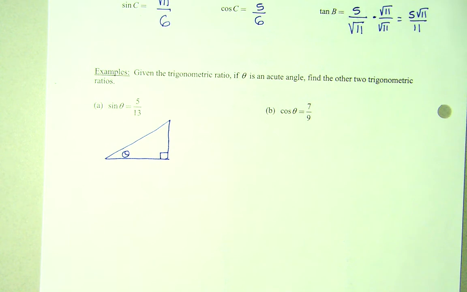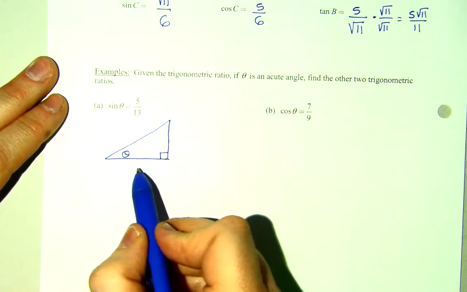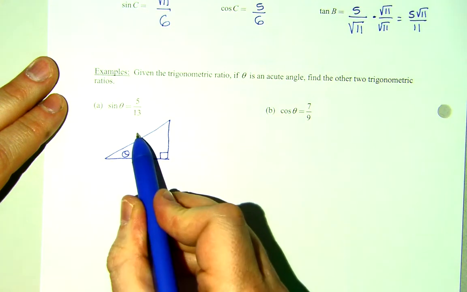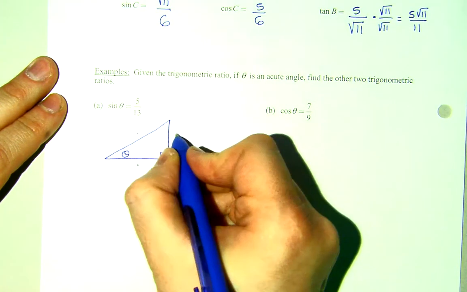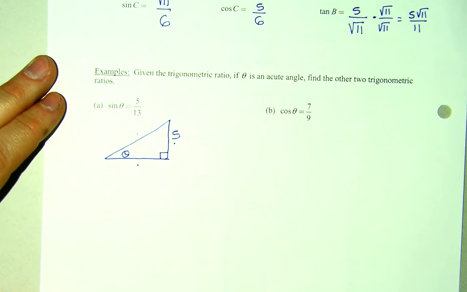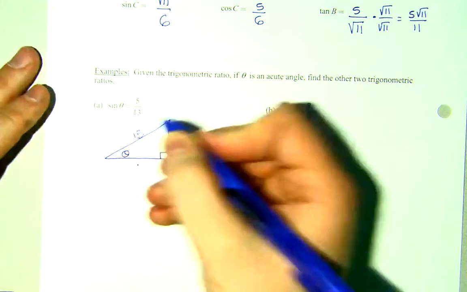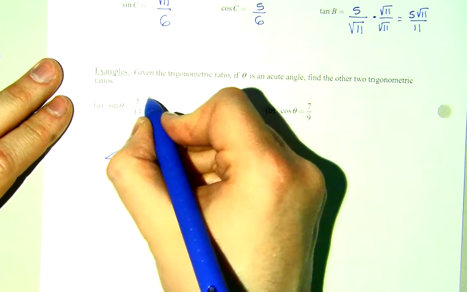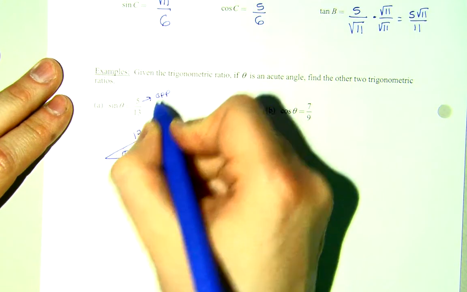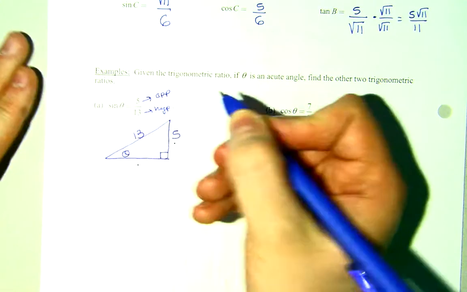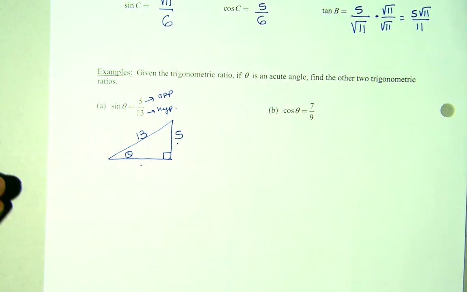Now I'm ready to do what Yasmin was talking about. So, Yasmin, say that again. Before that, what do we know about the 5, the 13? If I'm telling you the sine of something is 5 over 13, that means the opposite is 5, the hypotenuse is 13, so fill those in.